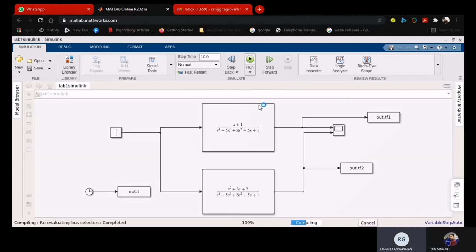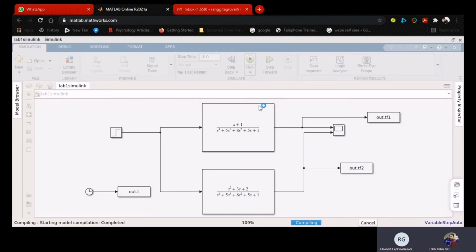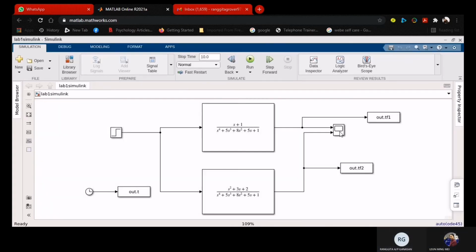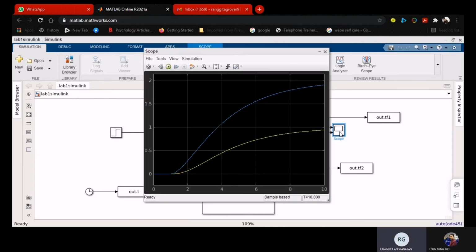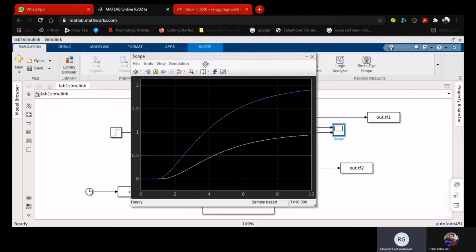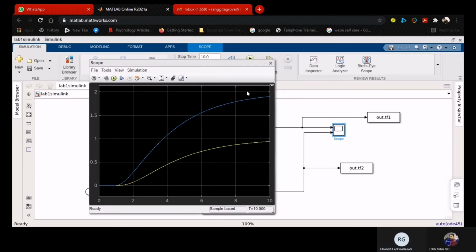This is our result. It's a bit slow, if you don't mind. Yeah, it is. Okay, this is our result. It's the same thing as the coding just now.